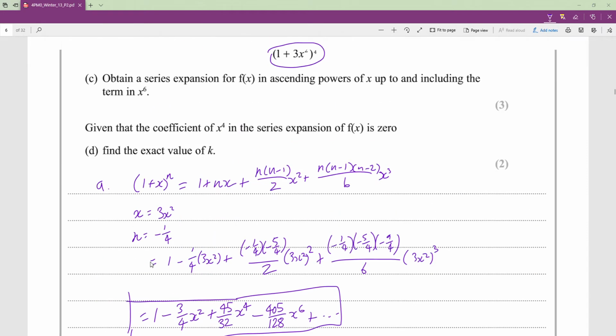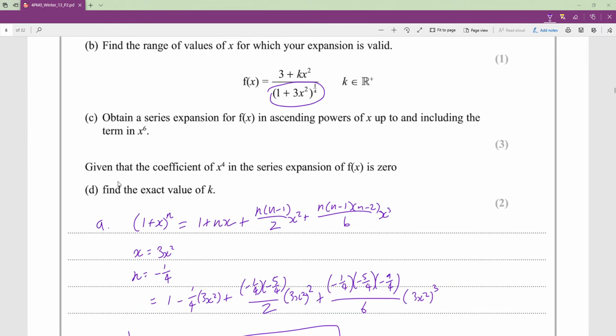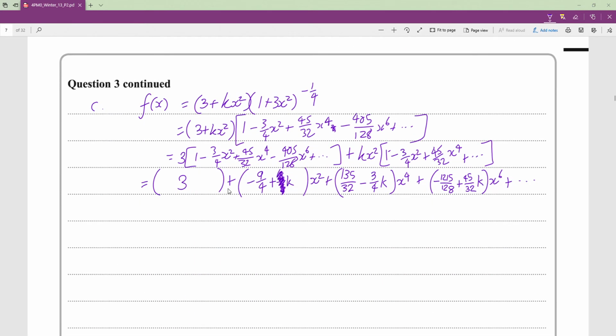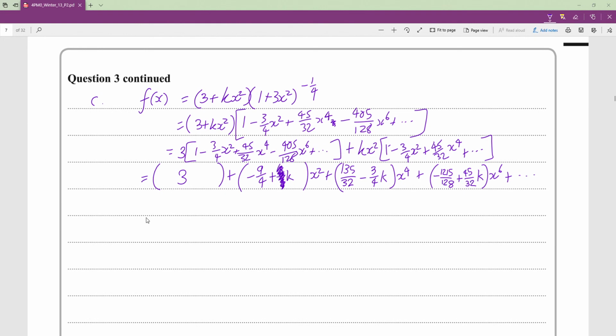Alright, so finally, given that the coefficient of x4 in the series expansion of f(x) is 0, find the exact value of k. Now, because we've grouped these up so neatly, I am glad we did that. It was a good investment of our time because now this part is trivial.